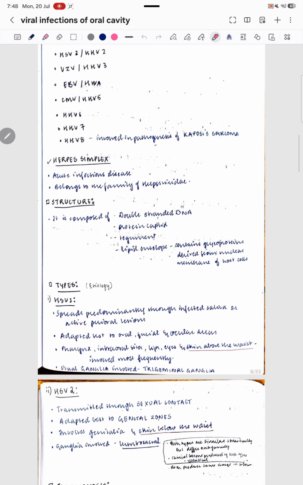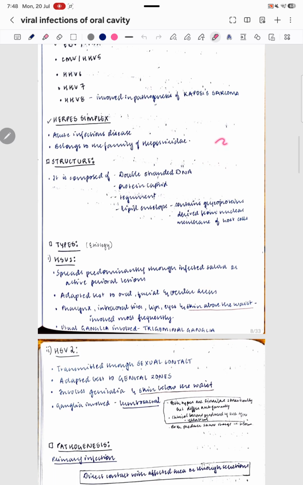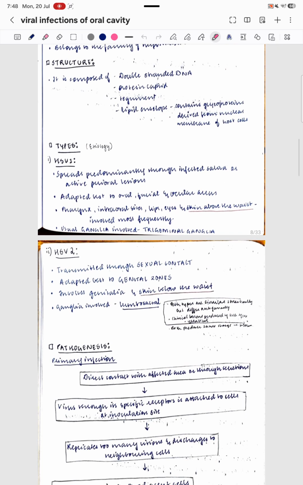Okay, now the structure of the herpes simplex virus, it is composed of double-stranded DNA and a protein capsid with tegument and lipid envelope. So herpes has double-stranded DNA with a protein capsid, tegument and lipid envelope. So all this you have to know. Okay, so this is basically the structure of the herpes virus, that it is double-stranded, yeah, and it has a protein capsid, tegument and lipid envelope which contains glycoproteins.